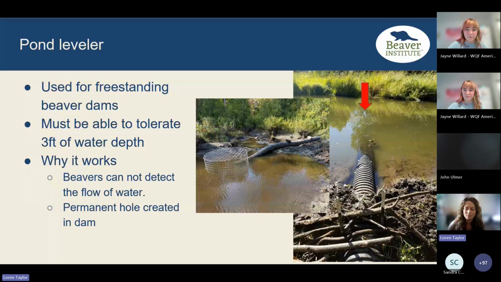Because we have to make sure that the beavers can't detect the flow of water, there has to be at least 3 feet of water depth that is tolerable at a site for this technique to be recommended. The reason this works is that beavers can't detect the flow, so they don't plug the pipe, and there is a permanent hole created through the dam, which is regulating the water depth.